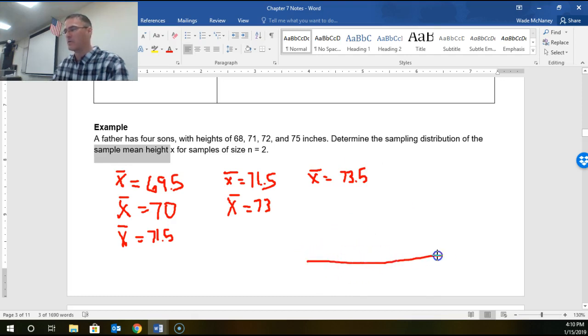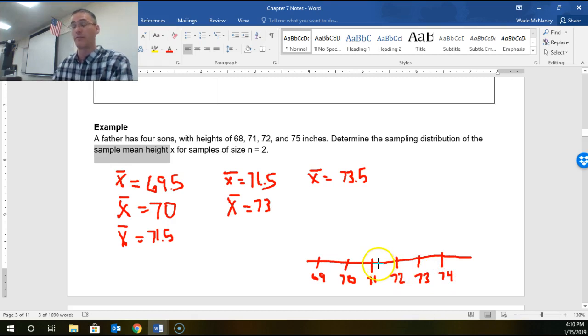So now, if we were to graph all of these, my lowest one was 69.5, so if we go 69, 70, 71, 72, 73, and 74, and make a dot plot of these.